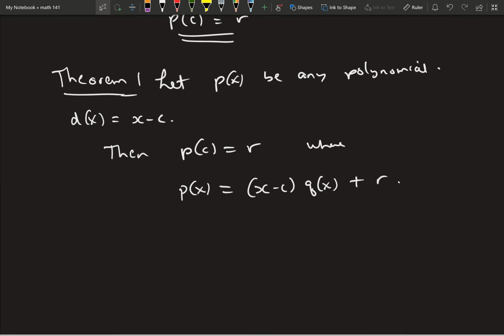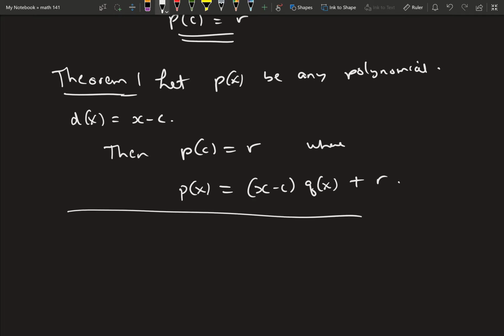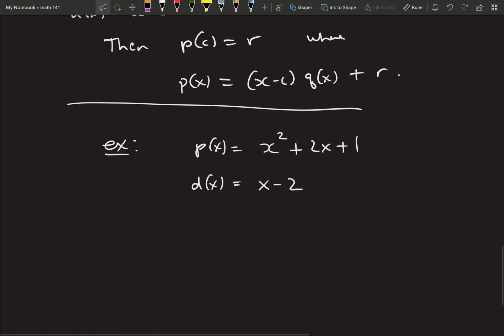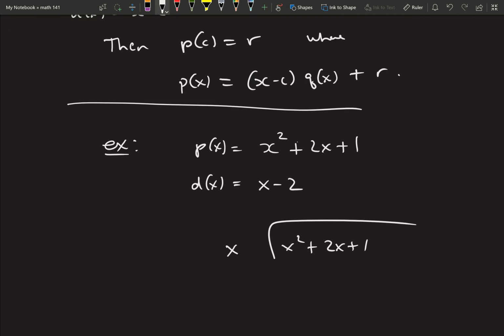So let's actually do a quick example before we go to the next part. Let's take p of x equal to x squared plus 2x plus 1, and d of x equal to x minus 2. Okay? So let's do long division here. X squared plus 2x plus 1, and we're dividing by x minus 2.